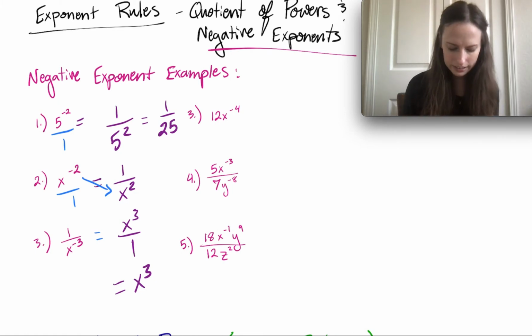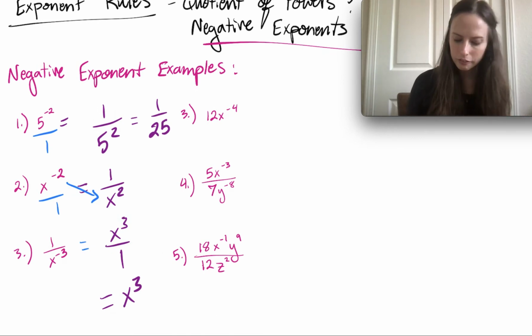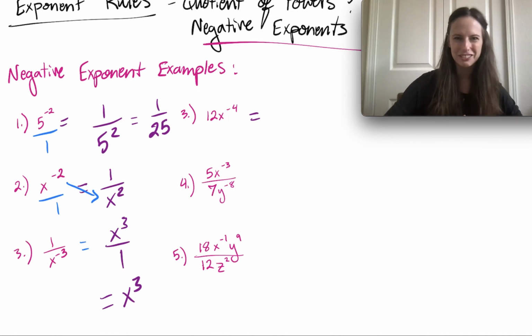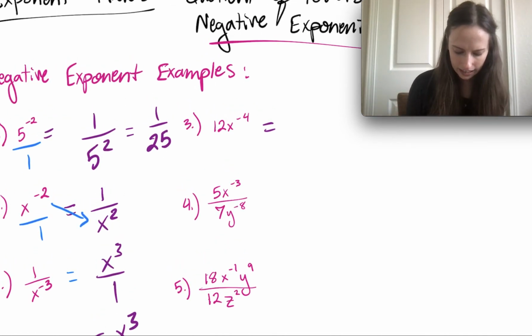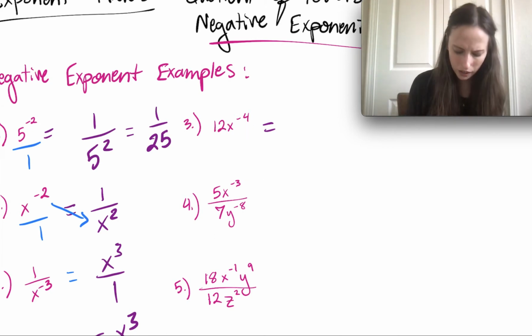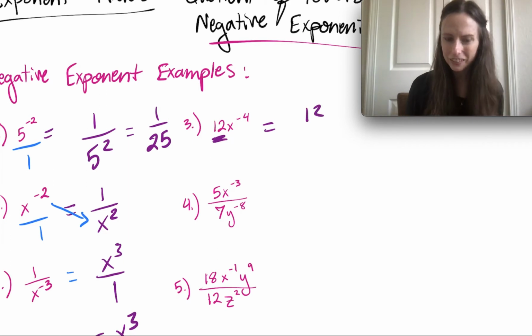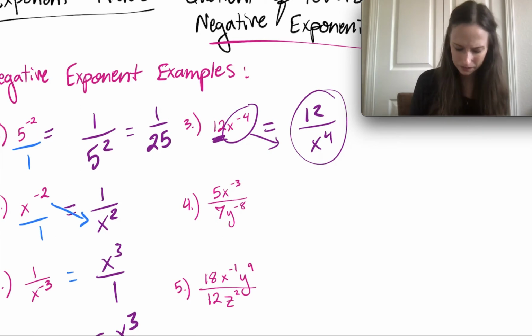And now with these next few problems, we're going to look at some common misconceptions. So first off, people sometimes think that the entire problem crosses over, and that's not the case. It's only the base and the exponent on that base. So in this case, the 12 is going to stay put and remain in the numerator, and only the x to the negative 4 is going to cross over and become x to the 4th. So this would be our final answer here.